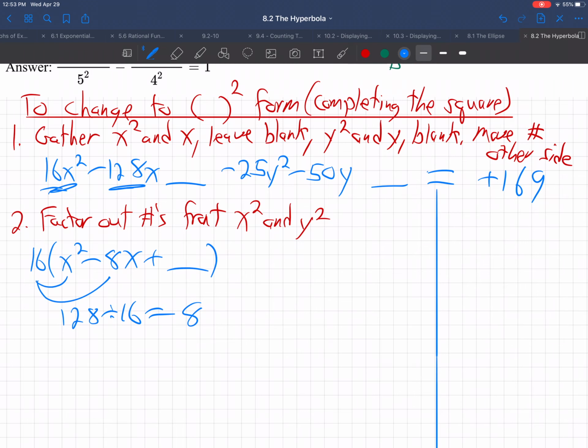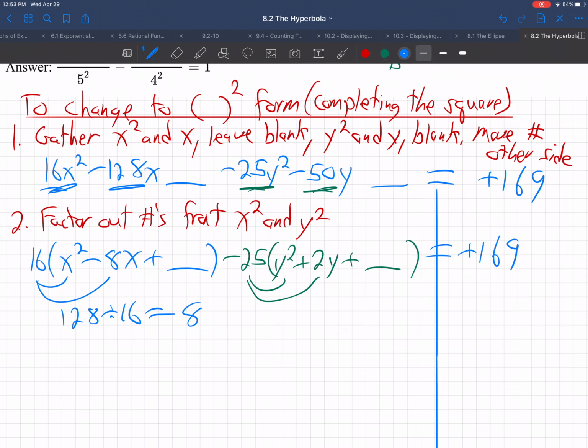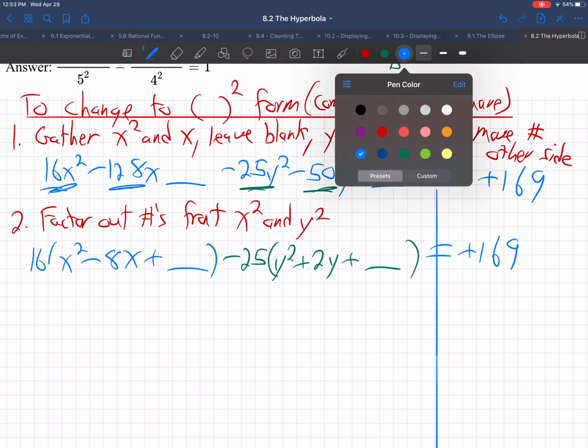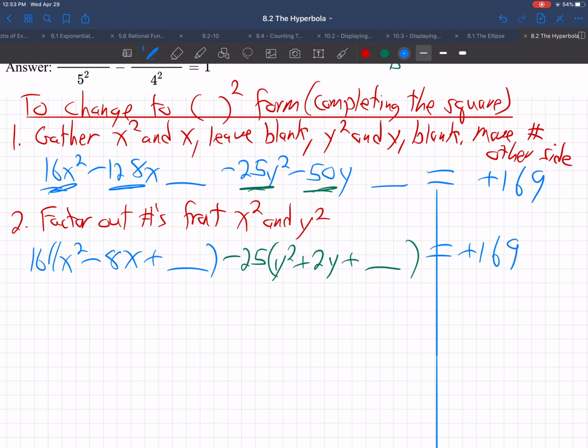Plus a blank. Just leave a blank there. Now do the same thing for y. Let me change the color for y. Minus 25 times y squared will go back to minus 25y squared. Minus 25 times y will go back to minus 50y. That needs to be plus 2y, doesn't it, to make minus 50y. Plus a blank. And then equals positive 169. So we factor out like that. Okay, so now step 3.